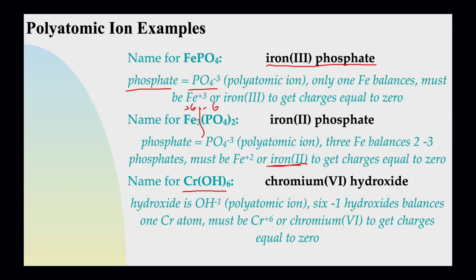This is Cr(OH)6. We saw earlier hydroxide is a polyatomic ion, OH -1, and there's 6 of them. So that must mean that we have a chromium +6, or this would be chromium 6 hydroxide. And again, notice how if you have more than 1 polyatomic ion, you put them in parentheses, etc. But the polyatomic ions are the key to determining what the charge is on the metal.